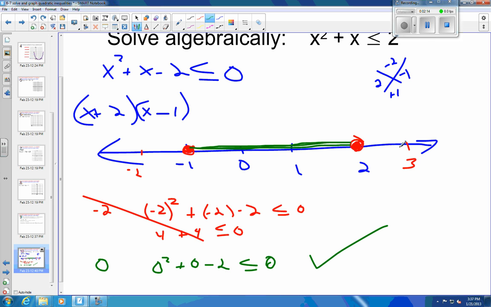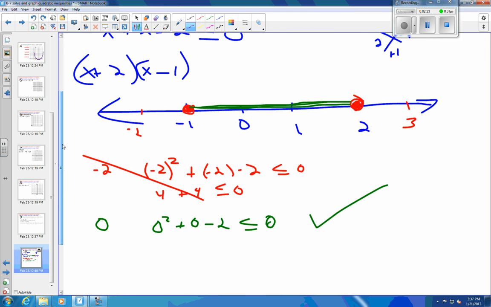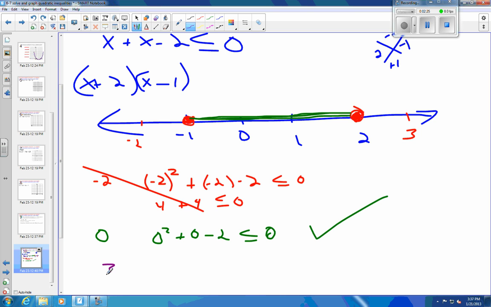And last thing we need to test out here, so we'll test the 3. So if I test the 3, so 3 squared plus 3 minus 2 is less than or equal to 0. That's going to be 9 plus 3 minus 2. That is not going to be less than 0. So this is my full answer.